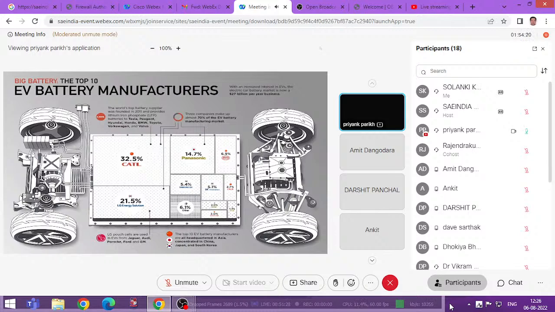CATL, which is the top manufacturer, provides to almost all the big OEMs: Tesla, Peugeot, Hyundai, Honda, BMW, Toyota, Volkswagen, and Volvo. LG also provides to Jaguar, Audi, Porsche, and Ford, but there were some issues regarding LG Chem, which you already know and have seen in papers, about funding issues. And then Panasonic is the third. So these are basically the top three contributors. The reason why I'm showing you this slide is because it will give you some insight into what you as an engineer can explore. And if someone wants to research in this field, you can. There are major players who are contributing. You cannot see even a single player from India.